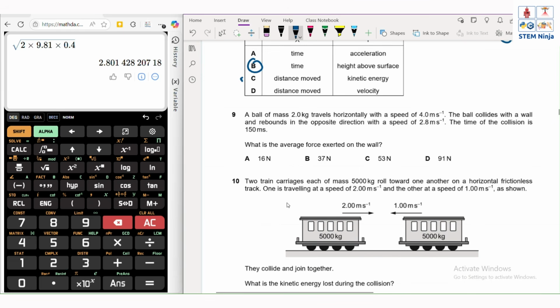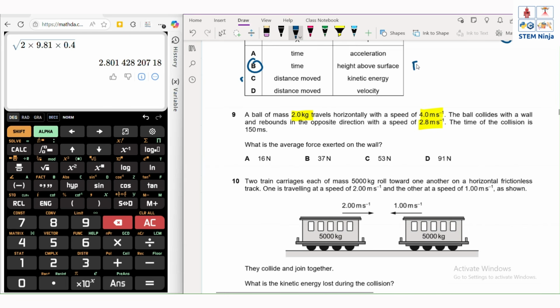A ball of mass 2 kg travels horizontally with a speed of 4 meters per second. A ball collides with the wall and rebounds in the opposite direction with a speed of 2.8. The time of the collision is 150 milliseconds. What is the average force exerted on the ball?